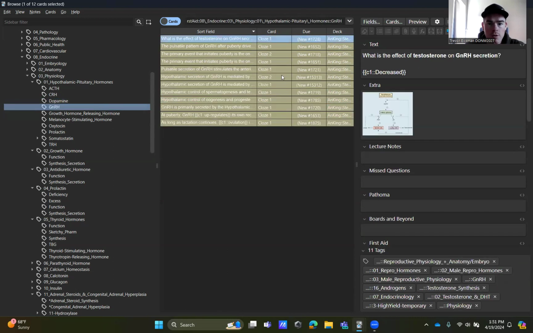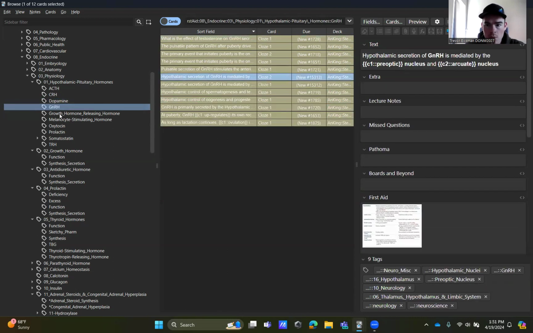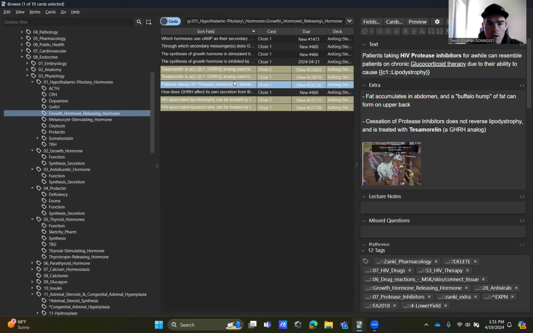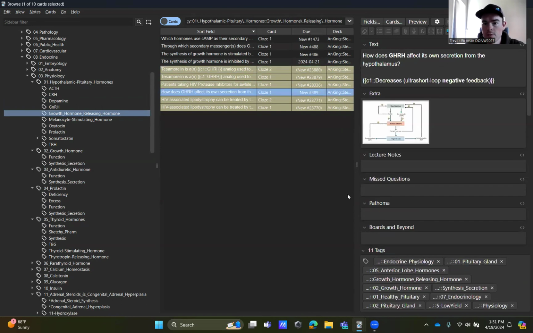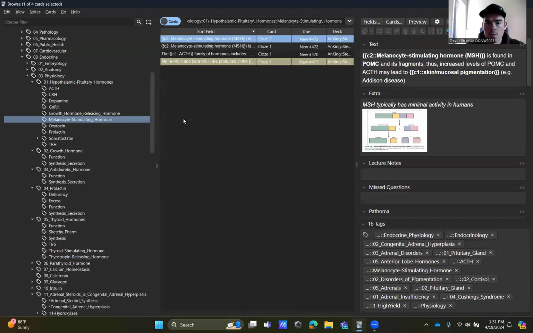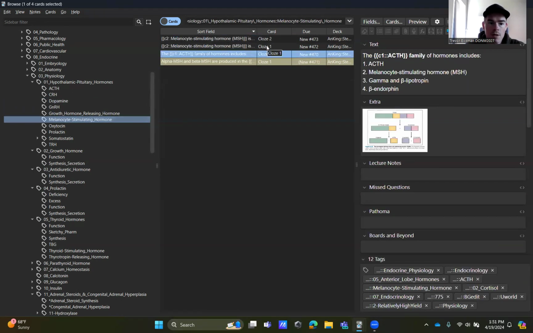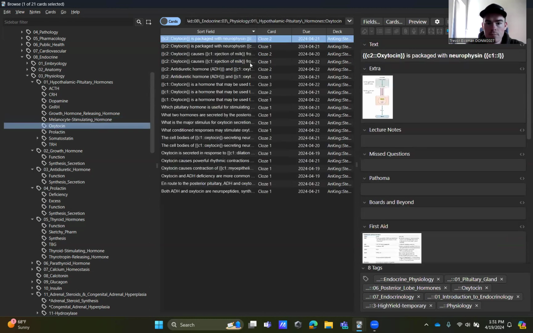So GnRH, none of those. Yeah, none of those. Growth hormone releasing hormone, or GHRH. You want the first four, and then you want this one here in the middle that GHRH decreases its own secretion. And melanocyte, MSH, you want the first three.